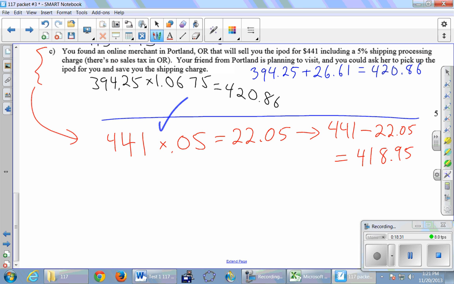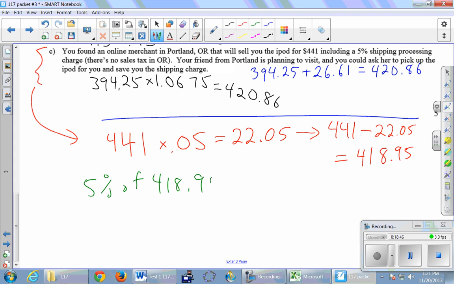So can we just verify? Let's find 5% of this number and see if it brings us back up to the 441. So 5% of 418, what is it? About 20.95. Then you get 439.9. And if we add this processing fee to the 418, we get 439. We didn't get 441. This 418.95 is not the right number. It wasn't what they added 5% to.